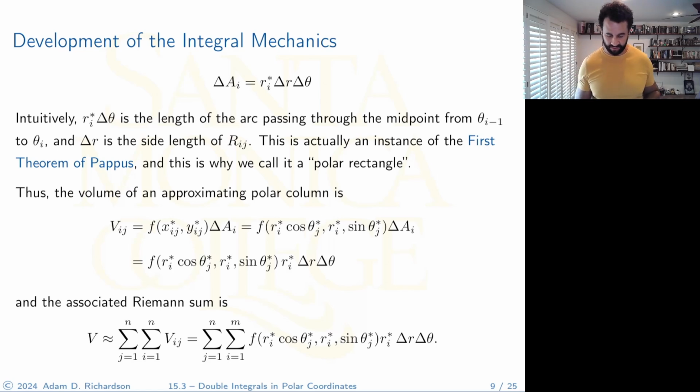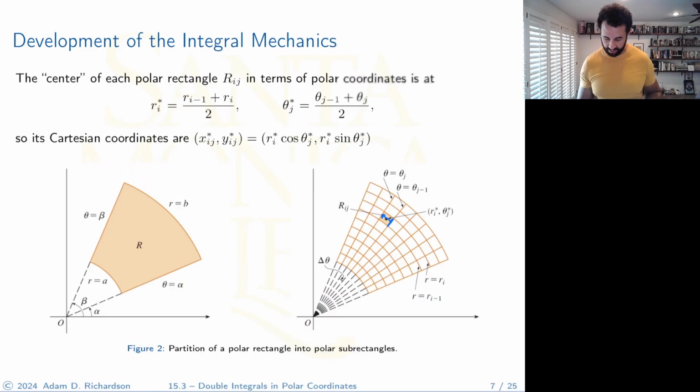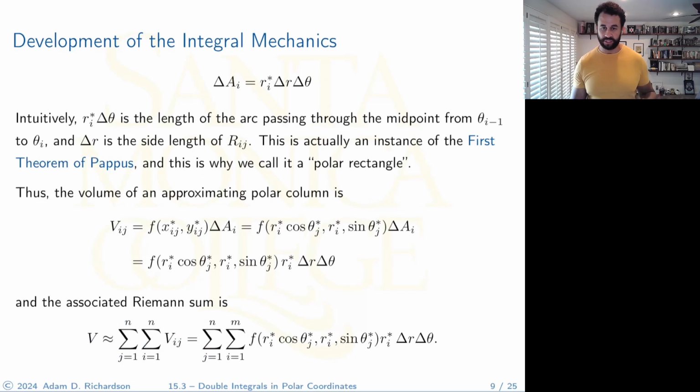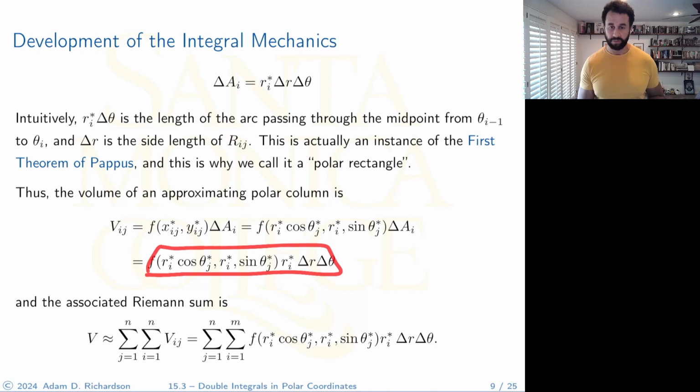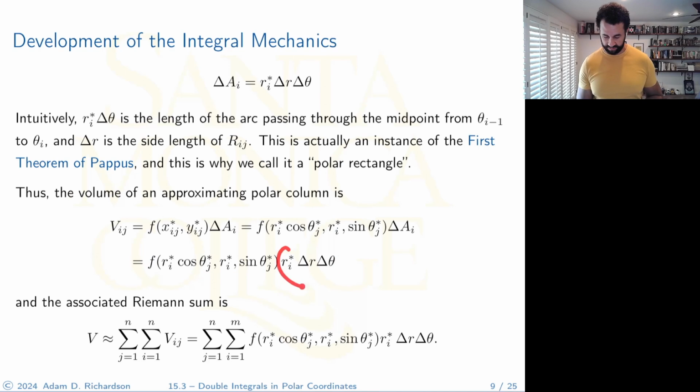So this is also going to sound very familiar. The volume of one of these polar columns, so imagine a column above each one of these subrectangles, right? Now we can find the actual volume. So it's going to be the height of our function at that sample point times delta A sub I. But remember, we're going to convert these into polar. And we just found that delta A sub I is actually this. So our formula becomes this for the volume of one of those polar columns, which makes sense, right? Height of the function times the area of the base gives us the volume.